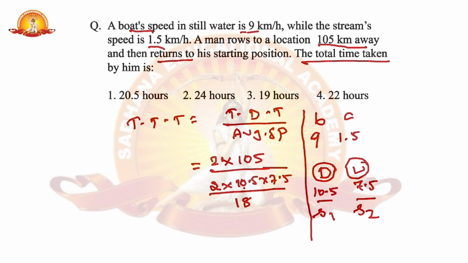Now let us take the simplification part. We have 2 cancel. 10.5 cancels 105 for 10 times. And I can cancel 3 table in 7.5 for 2.5 times. 3 table in 18 for 6 times. 2.5 cancelled in 10 for 4 times. And 6 goes to numerator. 6 4s are 24 hours is the answer. Second option is the correct answer.